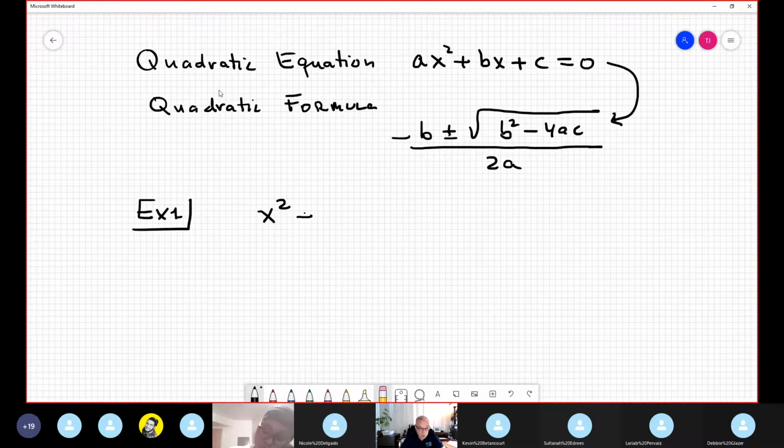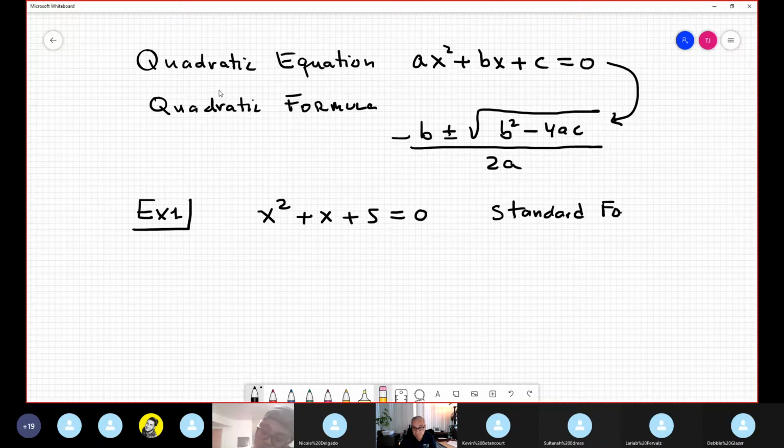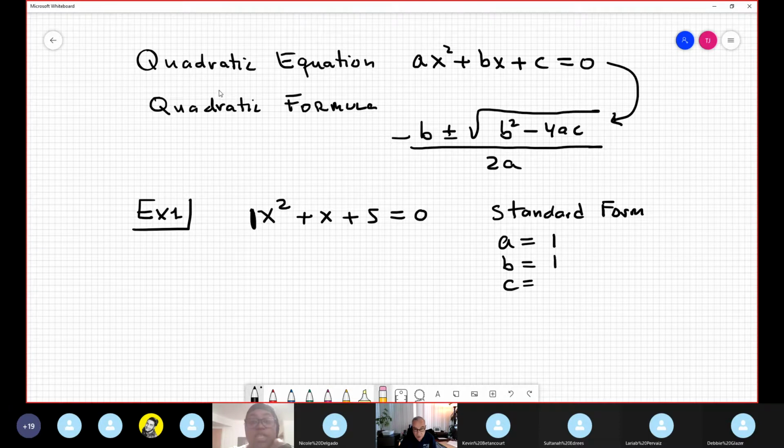X squared plus x plus 5 equal to 0. Suppose in the test I put something like that. Solve this using the quadratic formula. Okay, easy. This equation is already expressed in standard form. I realize that. So immediately I determine who is A, who is B, and who is C. A is 1, the coefficient here is 1, B is 1, and C is 5.